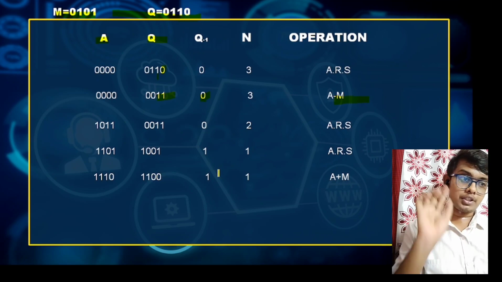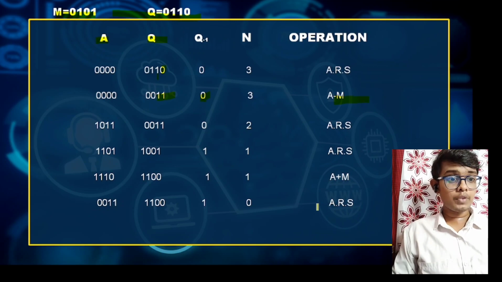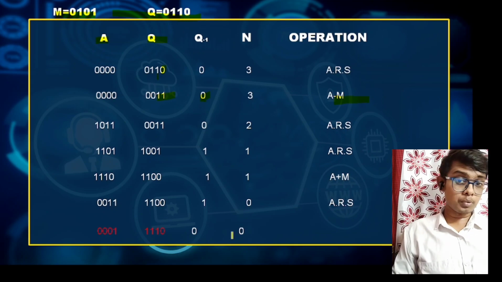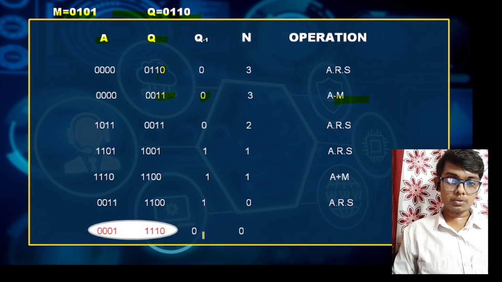0 1 means A plus M, so I am performing the operation A plus M. N is the same, 1. The A plus M value is like this: 0 0 1 1 1 1 0 0 and 1. After doing A plus M, as per the flowchart, we want to do the arithmetic right shift. As you can see, I am performing arithmetic right shift, and after doing this, we will get the output like this. After doing arithmetic right shift, the N value becomes 0. The final step to stop Booth's algorithm is when N becomes 0. So the 0 0 0 1 1 1 1 0 is the result of our given question.